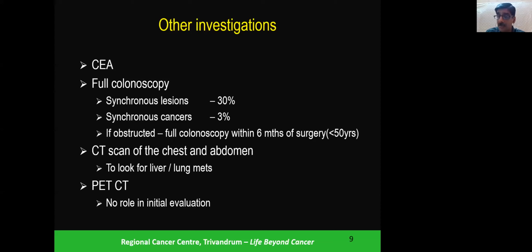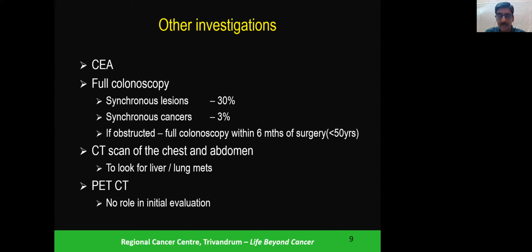So all patients, if possible, upfront full colonoscopy. If obstructed and you're not in a position to do a full colonoscopy, it should be done at the earliest after surgery. As far as the metastatic evaluation is concerned, CT of the chest and abdomen to look for lung and liver metastasis should be part and parcel of an initial evaluation. So CEA, full colonoscopy, CT scan of chest and abdomen would suffice as far as investigation is concerned.